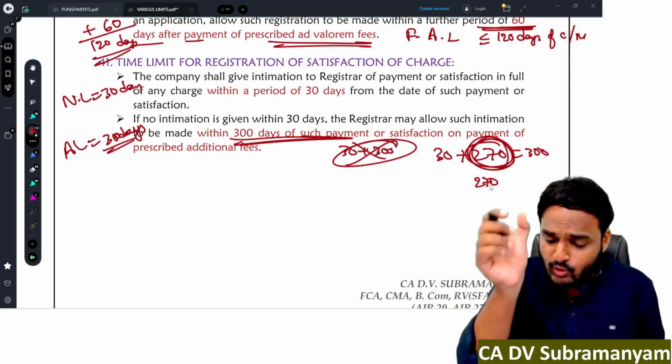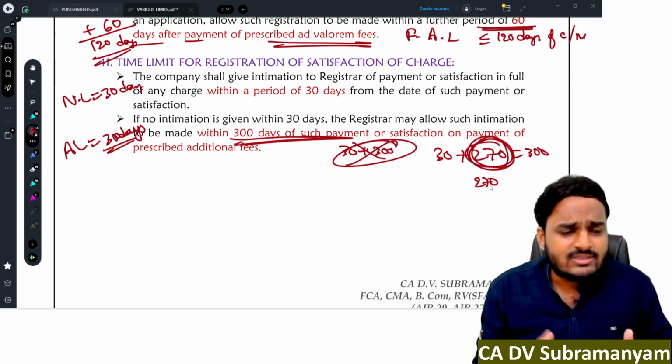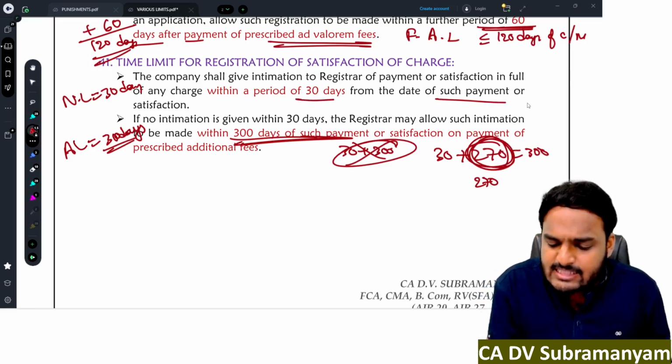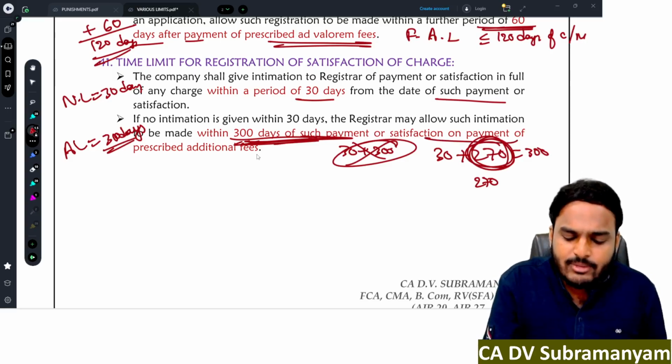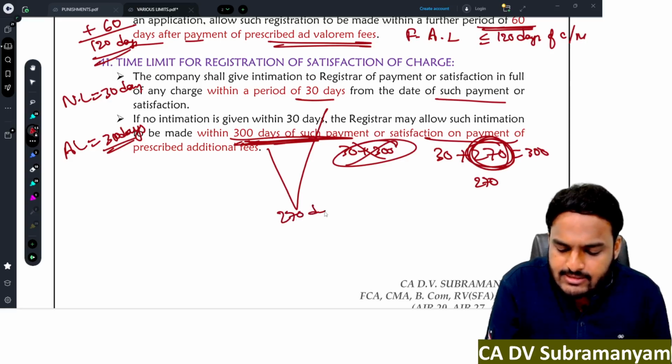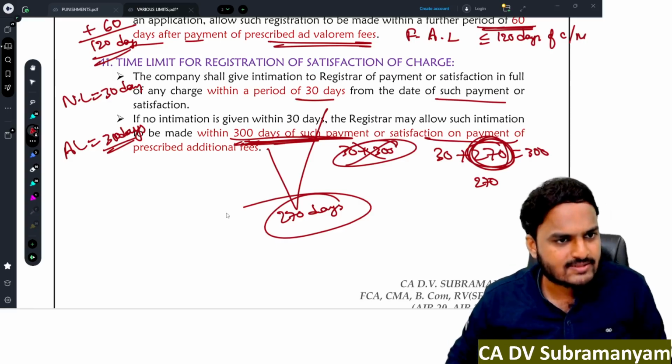Some students will read only 30 days, 300 days. 30 days from what? 300 days from which event? So 30 days from satisfaction, 300 days from satisfaction. So the additional time limit is how much? 270 days. Are you all getting my point, students?